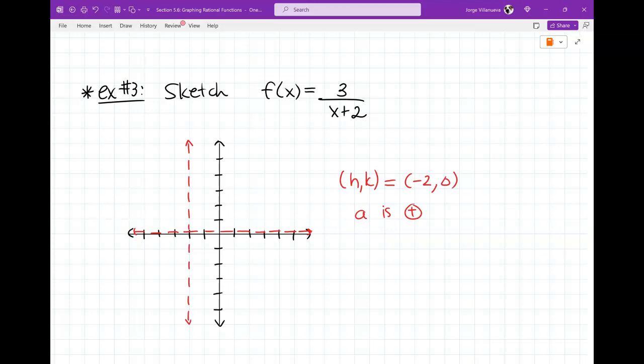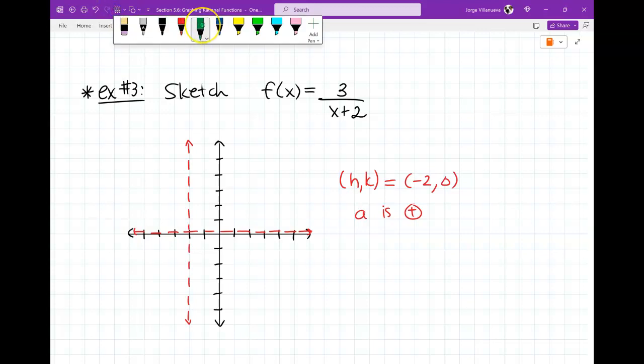Now that I've done my little red graph right there, I'm going to focus on that. I'm going to ignore the black coordinate plane, just look at the red one. And since A is positive, that means I should draw it on the bottom left and on the top right. Bottom left and the top right. So here you go.